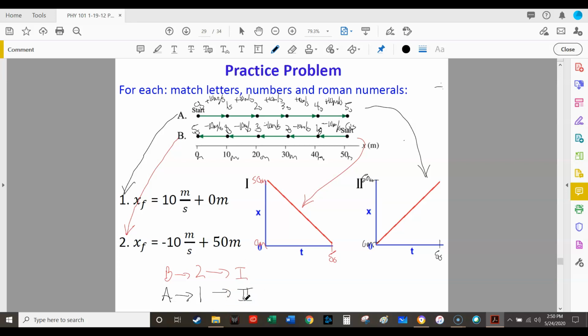Did you make any mistakes? And what was the nature of the mistakes? Was it matching it up to the diagram? Was it matching the diagram to the equation, or was it matching the diagram to the graph? What do you think? Was it the slope that you had a problem with, or was it the initial position? Okay. Let's try another problem.